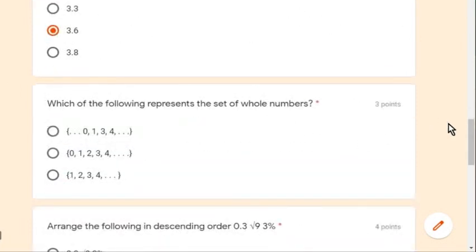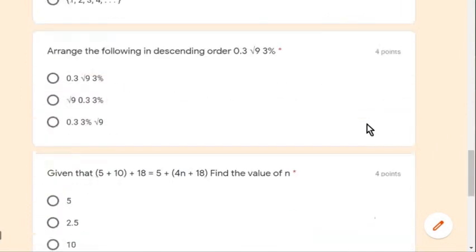Which of the following represents the set of whole numbers? So whole numbers start from 0 and do not end. So the correct answer is this.